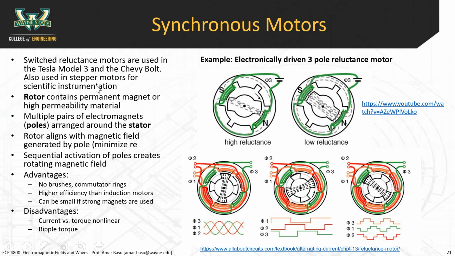So you can read about this more. There's a lot of hoopla about the Model 3 and its interesting design of a switched reluctance motor, but this is the basic concept. In these types of motors, again, you have a rotating magnetic field and an electronic circuit that supplies power to three different electromagnets in succession so that the magnetic field rotates with time.